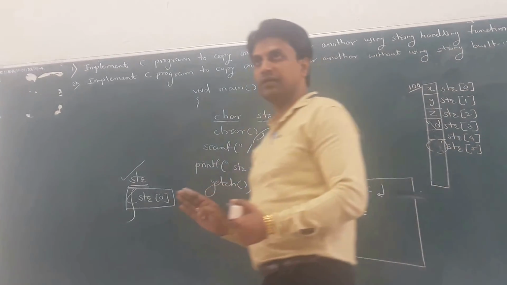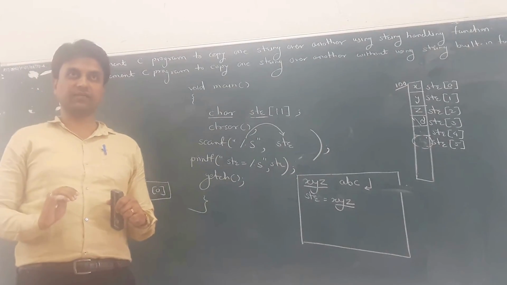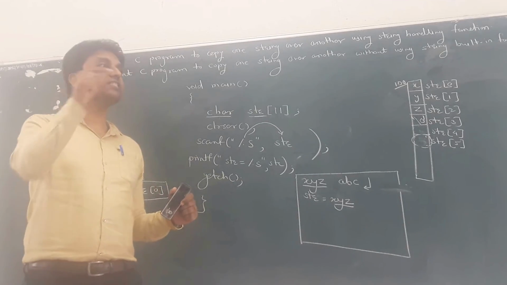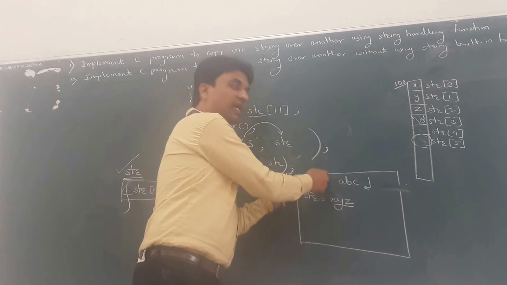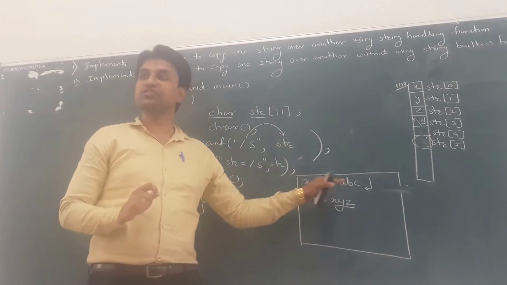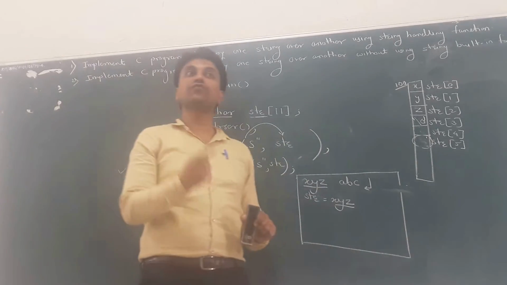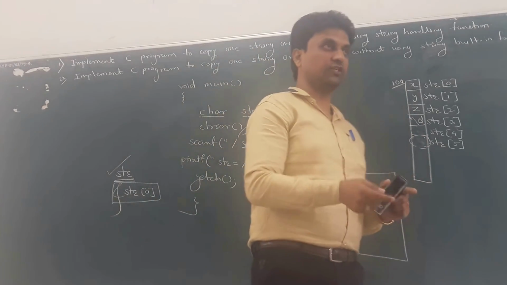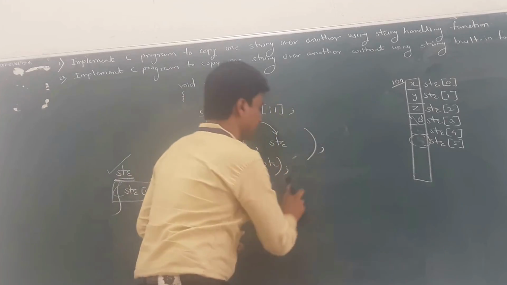Understood the meaning? The scanf function is used only for scanning a string, but without spaces. If there is a space in the string, then only the first part is displayed or scanned. After the space, the string is not scanned. For scanning a string with spaces, we have to use the gets function. So first, what is the predicted output?